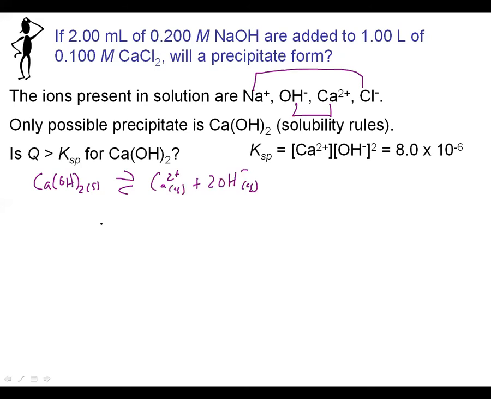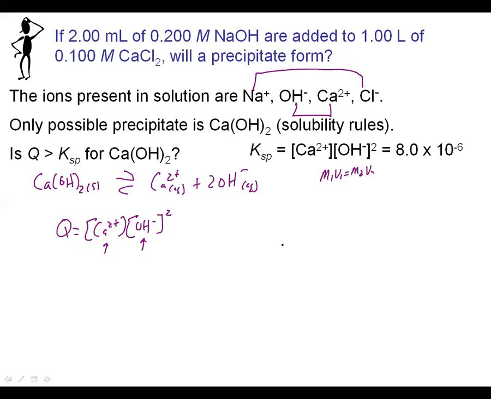And we could write our Q for this, which is our product: our calcium times our hydroxide, and we do need to square it. Now, when we go into this, we need the concentrations of these ions in the solution when they're mixed together. So it's kind of like a dilution problem, M1V1 equals M2V2.